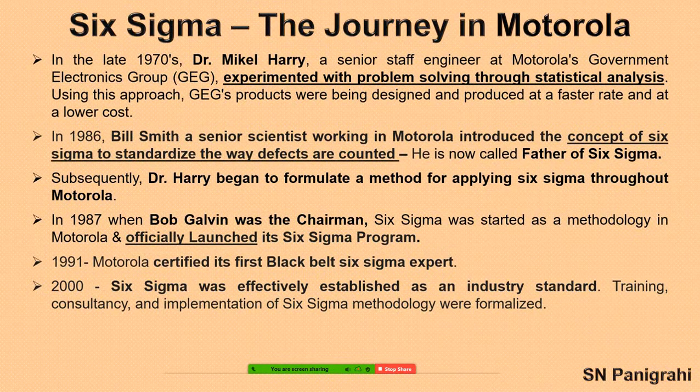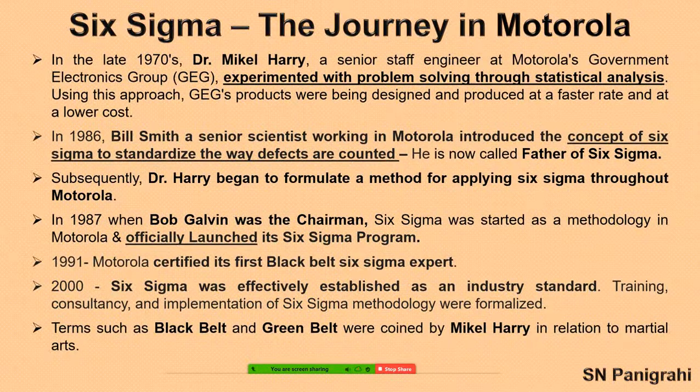Then the certification and other things started, and that is how the movement began with various steps. They also made the black belt and green belt compulsory at certain levels in their organization for the first time. The belt concept is taken from martial arts. What is that belt concept? I'll tell you the certifications.